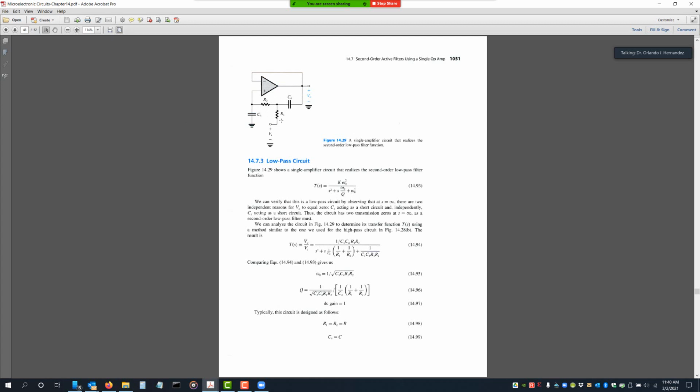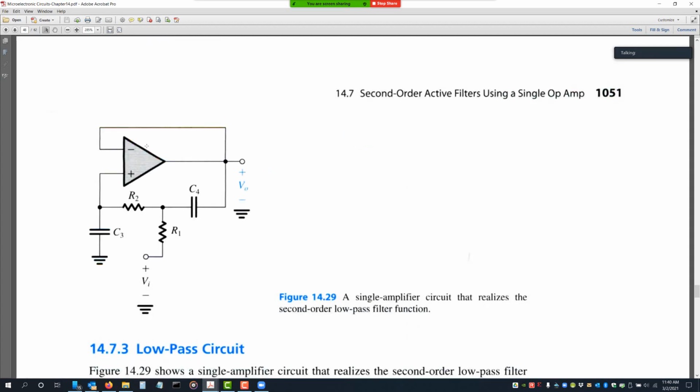So this would be a low pass. So you can see that we basically interchange the resistors and the capacitors in the topology, and we have gone from a high pass to a low pass. So we can do the same analysis, which should be a good exercise for you to do.